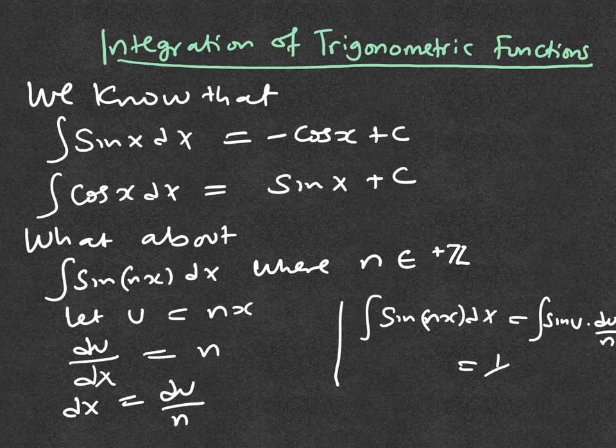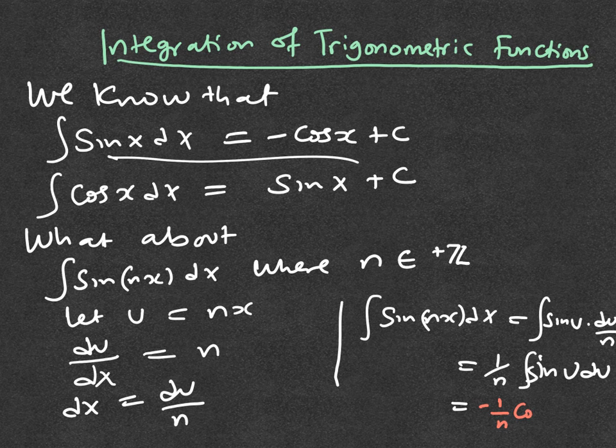So this becomes 1 over n, integral of sine u. So integrate sine u. What do you end up with? We say that the integral of sine gives us negative cosine. So we end up with minus 1 over n cosine of u plus a constant of integration. So let's go to the next page, and I give you a very quick hint that you can always use and come up with these results so fast.